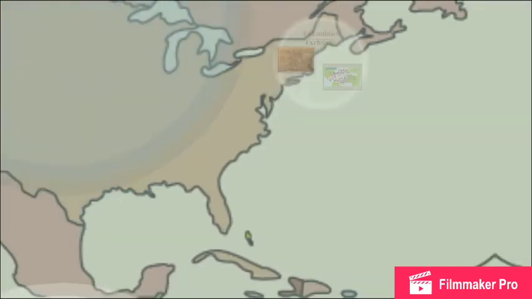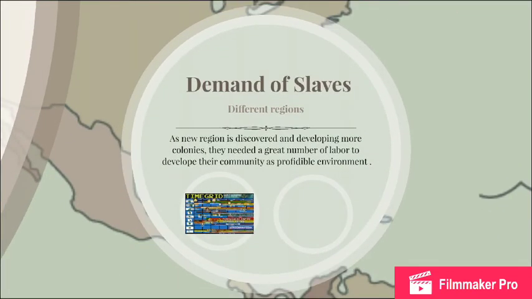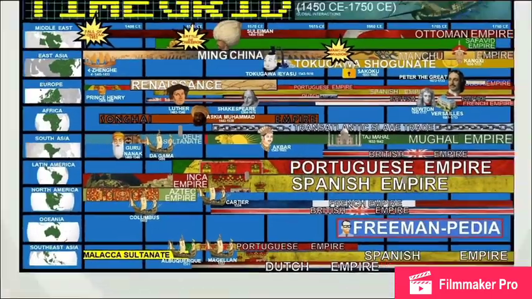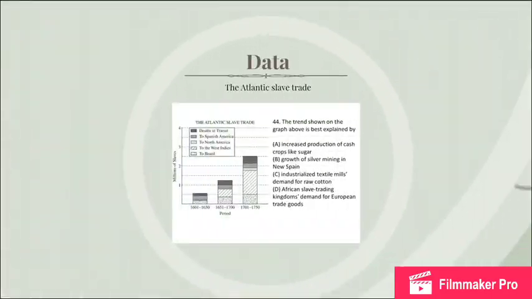Demand of slaves in different regions. As new regions were discovered and more colonies developed, they needed a great number of laborers to develop their communities and profitable environments. This is a timeline. It has the regions and where each empire was at the time.